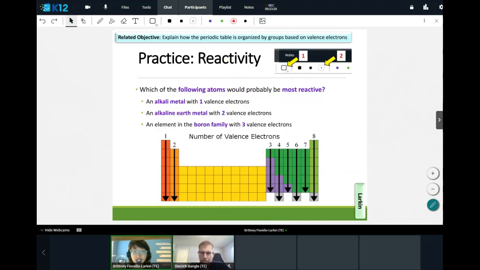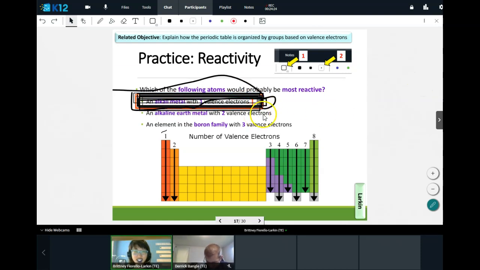All right, so go ahead and on the whiteboard, let's apply this. Which of the following atoms would probably be the most reactive? Again, think about which group here either needs to only lose or gain 1 electron. Go ahead and circle the answers up on the board. Again, it doesn't matter if you lose or gain as long as it's just 1 electron. Go ahead and circle the correct answer.